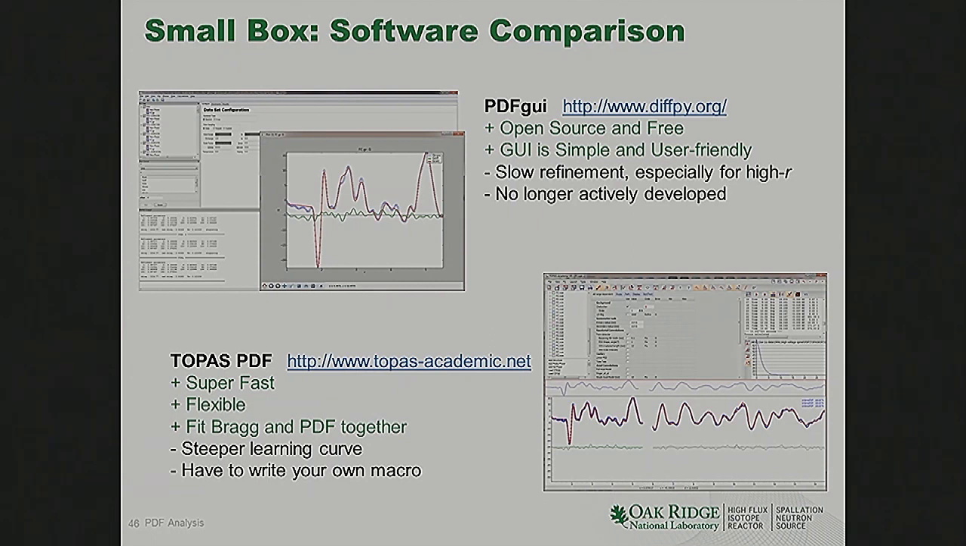The Topas PDF program is very fast. You have to write your own macro, which is both good and bad. It can be complicated or intimidating to get started, maybe, but that means that you can do really interesting things with the modeling. So you can, in this program, fit both the Bragg scattering and PDF together. We just did a week-long school, which some of you came to, on uses of this software, and we spent like a day and a half on the new total scattering capabilities in there.